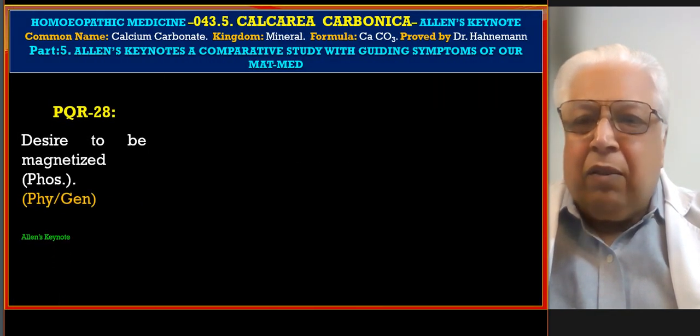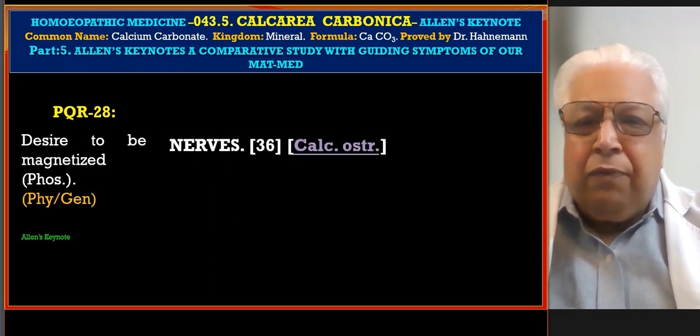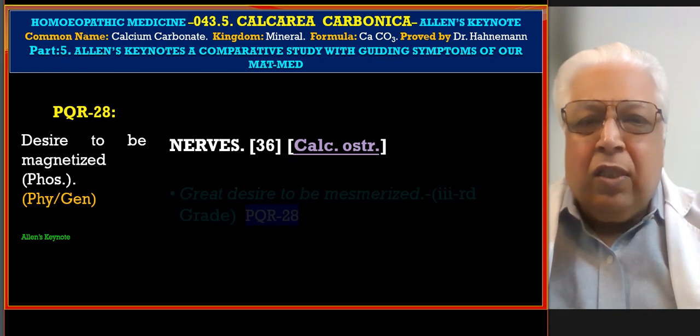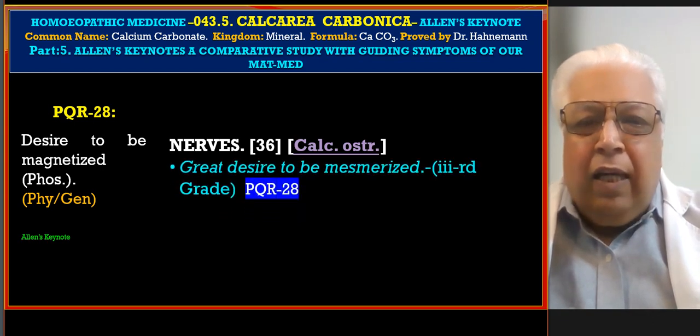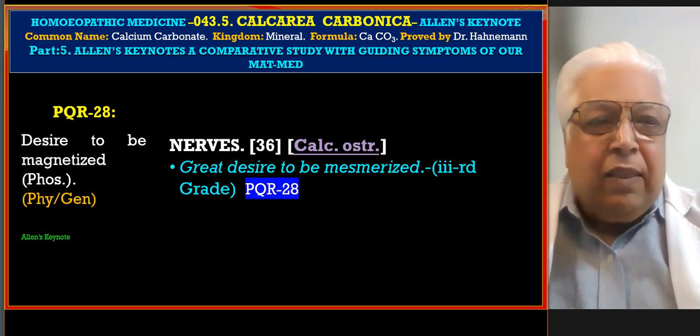And here we come across PQR 28, desire to be magnetized. The one remedy in reference is phosphorus. It is a physical general, and we find the reference in the nerves section, chapter 36, great desire to be magnetized. It is a third grade representation here.